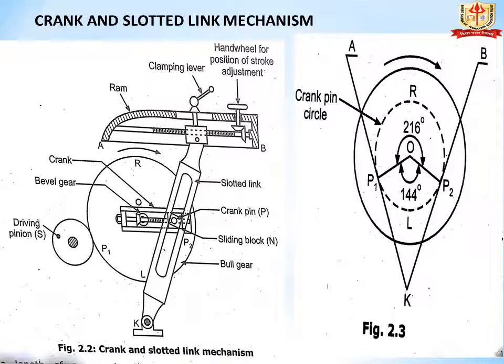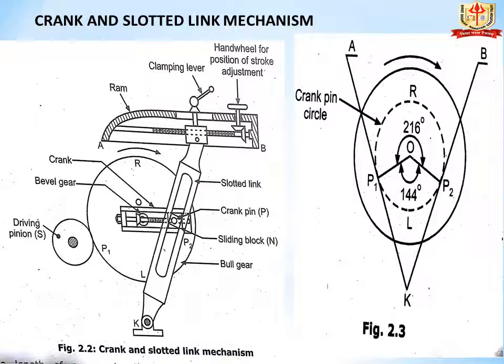On right hand side there is a view of the motion and angle covered by the slotted link and movement of the ram from forward stroke to return stroke. In this mechanism, the ram is attached to a slotted link. Slotted link gets an oscillating motion by a rotating bull gear which is driven by electric motor. The point O is the center point of bull gear.